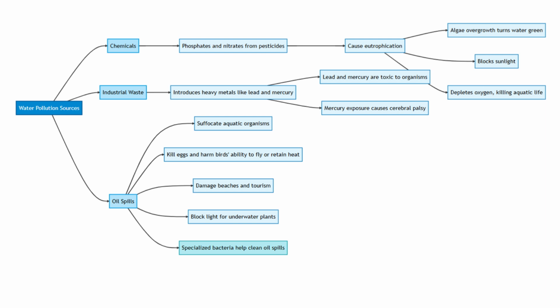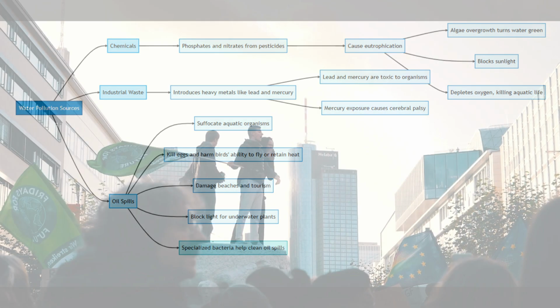Oil spills devastate marine life by suffocating aquatic organisms, killing eggs, and hindering birds' ability to fly or retain heat. Oil also damages beaches, affecting tourism, and blocks light from reaching underwater plants. Cleaning up spills is expensive, but specialized hydrocarbon-clastic bacteria can help break down the oil. We can combat pollution in several ways.